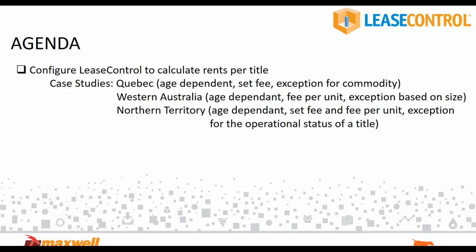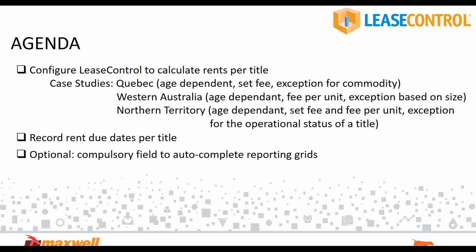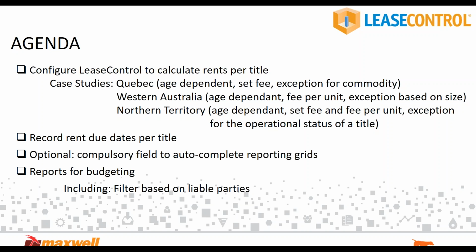We're then going to look at Western Australia, which again is age dependent and a fee per unit with an exception based on size, and the Northern Territory, which has both a set fee and a fee per unit based on the area with an exception for the operational status of a title. We're also going to look at recording the rents, the due dates per title in the action configurations, and the option for the compulsory field to auto-complete the reporting grids. We're also going to look at reports for budgeting, which includes a filter based on the liable parties.